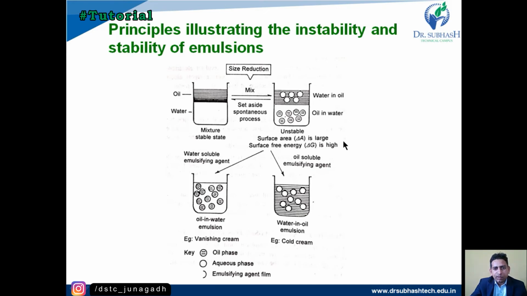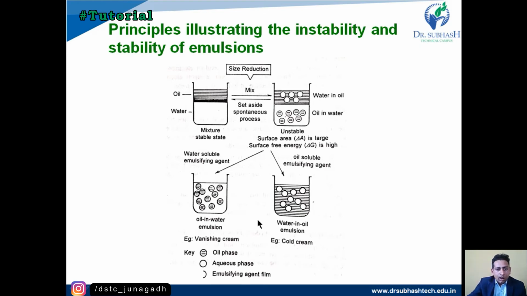That means the surface area is going to increase. Here the globule size and surface area will be large, and due to that the surface free energy will also increase, so the system comes into an unstable mode. Now if you want to convert it into a stable state, we can add a water soluble emulsifying agent or an oil soluble emulsifying agent. Accordingly, if we add a water soluble emulsifying agent, we get an oil in water emulsion. Likewise, if we add an oil soluble emulsifying agent, we get a water in oil emulsion.